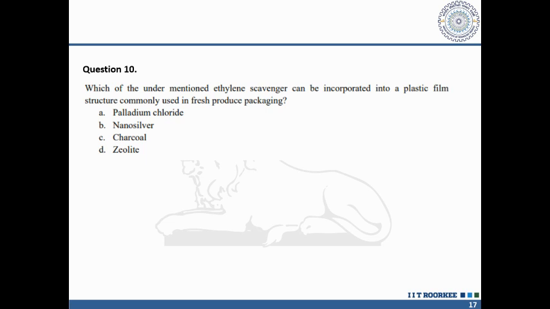So which is the material we use in this? You need to answer. Mayuri is saying palladium chloride, and Nancy is saying charcoal. Okay, we will see what is the right option for this. So option D, zeolite. Varuni is saying A, but option D, that is zeolite, is used as an ethylene scavenger.